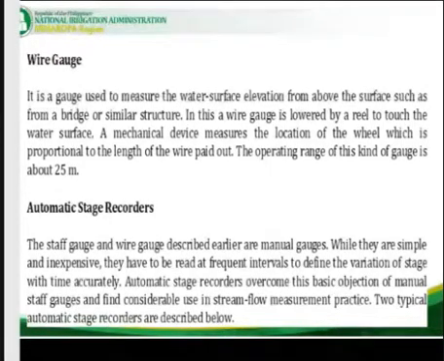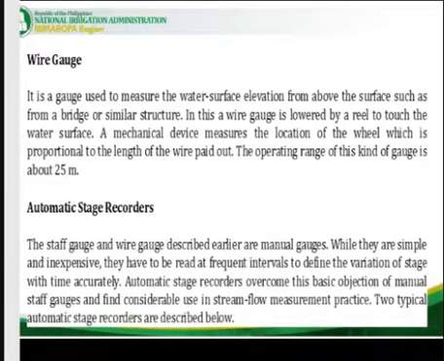Wire gauge. It is a gauge used to measure the water surface elevation from above the surface, such as from a bridge or similar structure. In this, a wire gauge is lowered by a reel to touch the water surface. A mechanical device measures the location of the wheel, which is proportional to the length of the wire paid out. The operating range of this kind of gauge is about 25 meters.